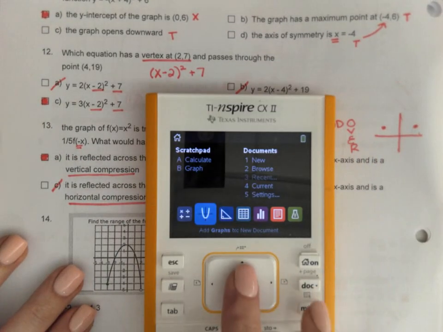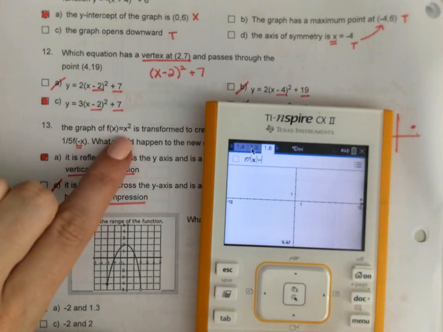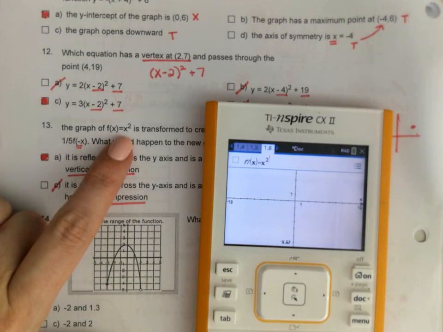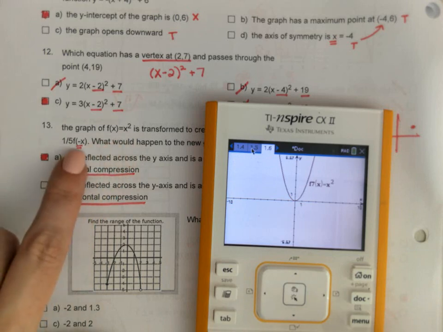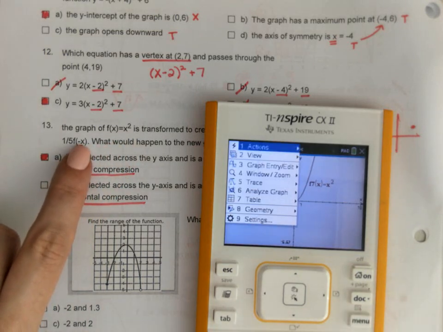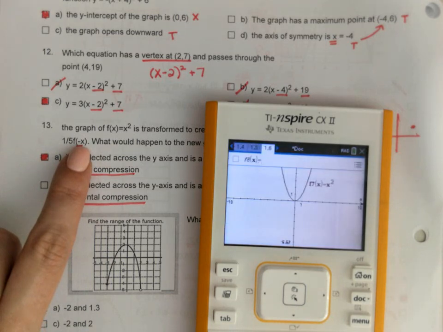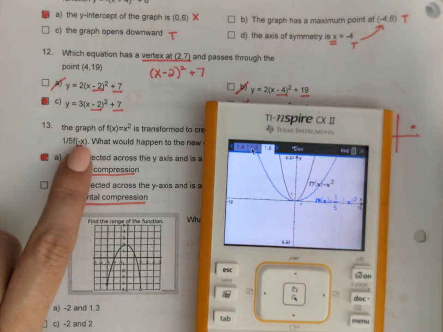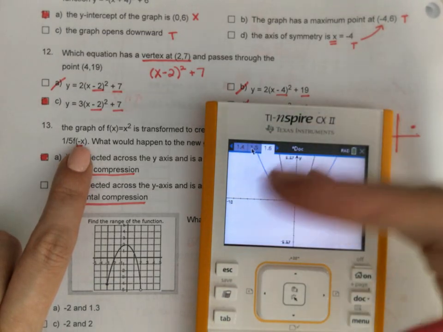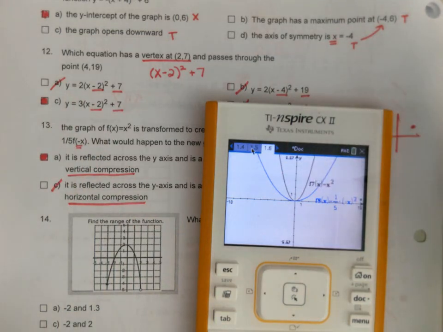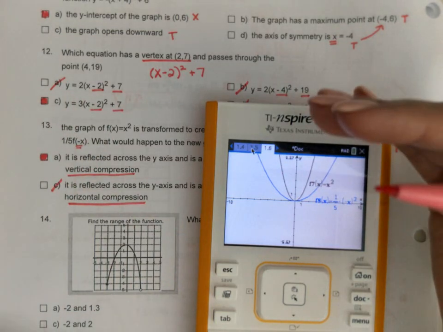How we can check this in our calculator is, we type in x squared. There's the original. And then I'm going to type in menu 3, 1, 1 divided by 5, parentheses, negative x squared. Oops. And it's hard to tell that it's reflected, but you can tell it's not reflected across the x-axis. The reason why you can't tell is because it's the same on both sides. And then here you can tell that it's vertically compressed.